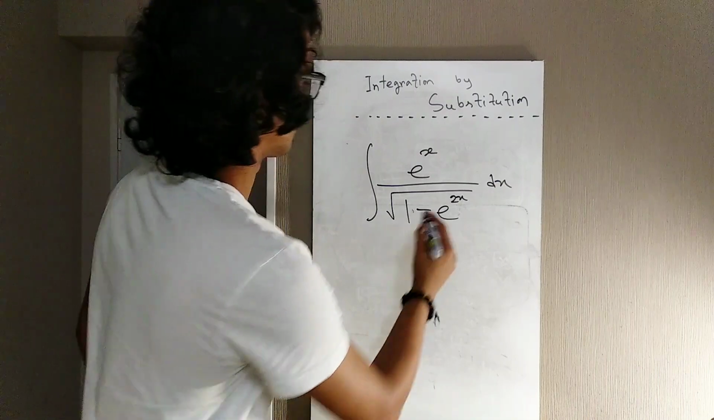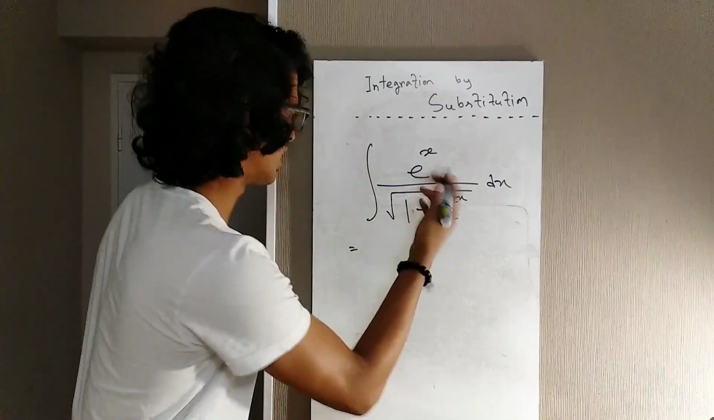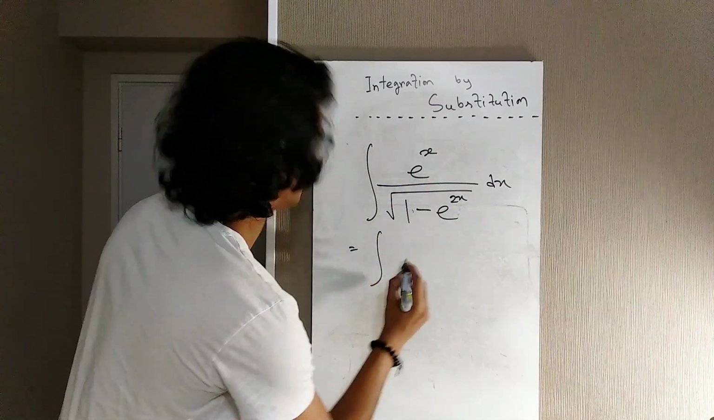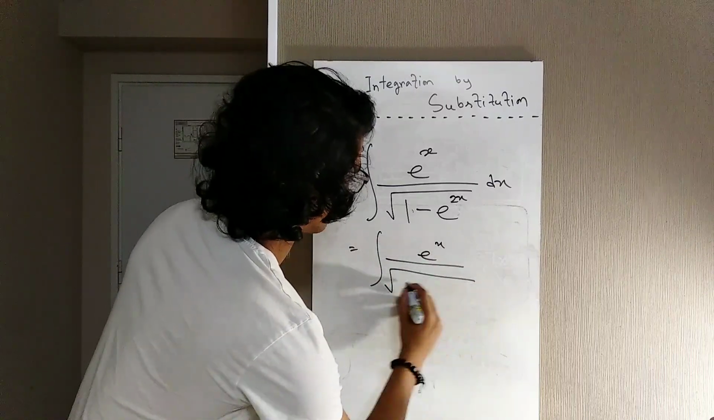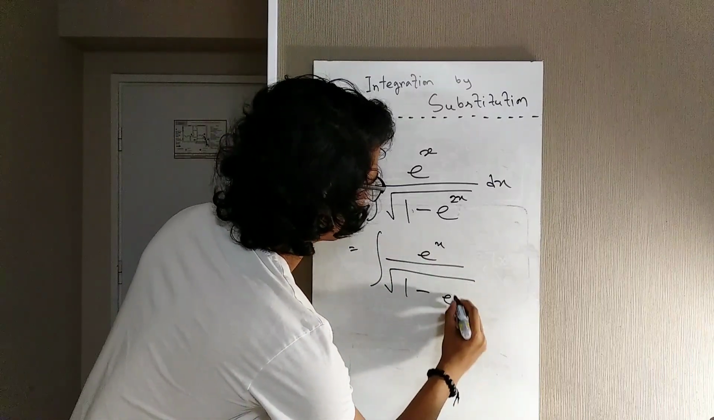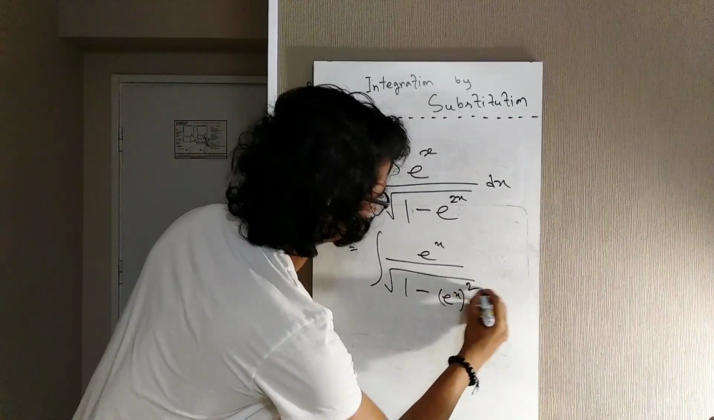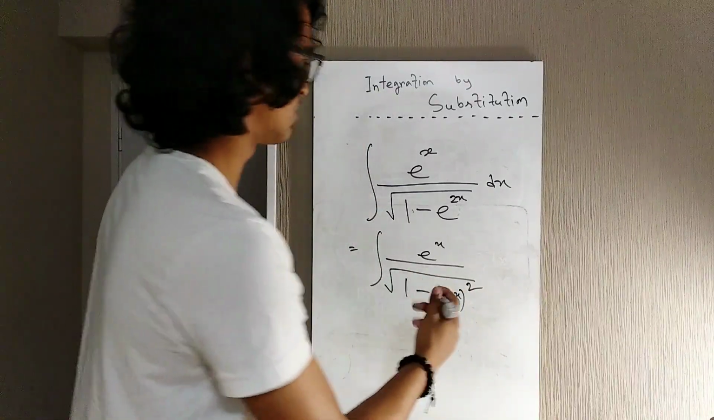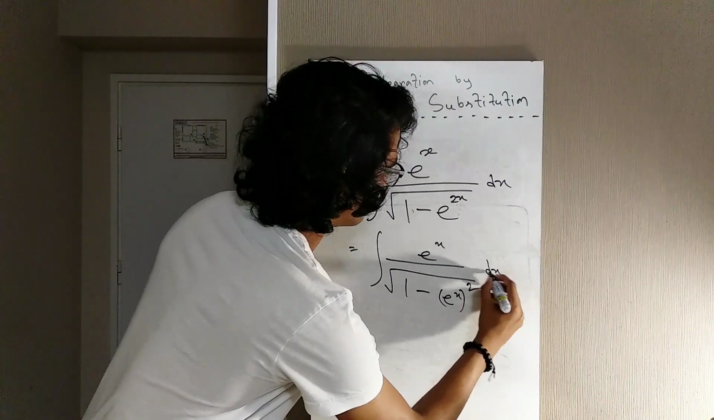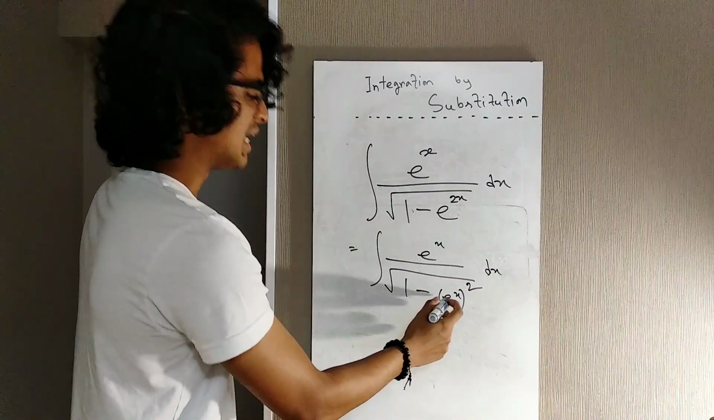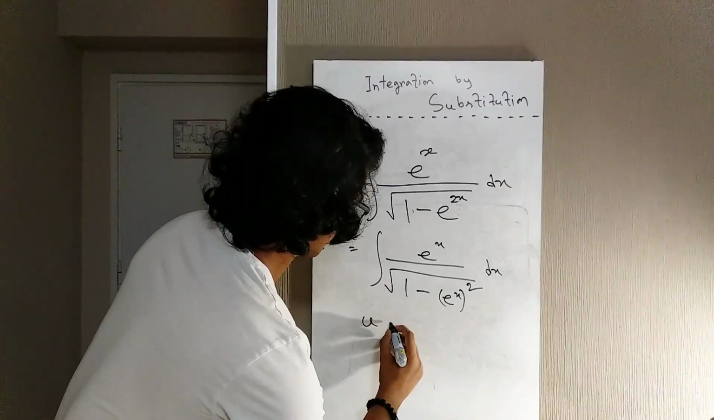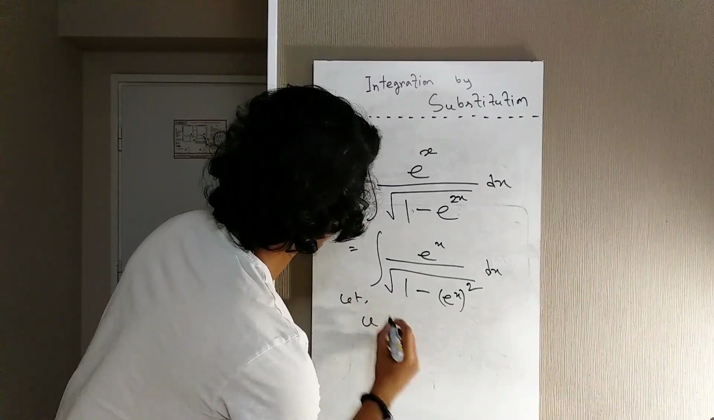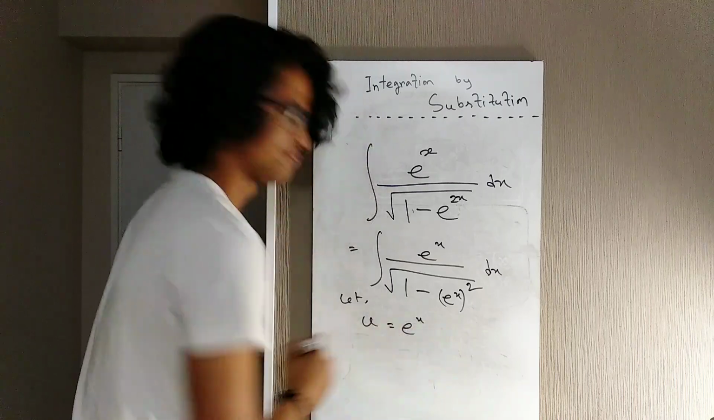We are going to first rewrite the integrand in a different way. e power 2x, we're going to write it as e power x, and then square. This is the trick, so we're going to do it right over here. And then we are going to assume e power x to be u. So we're going to write, let u be e power x.